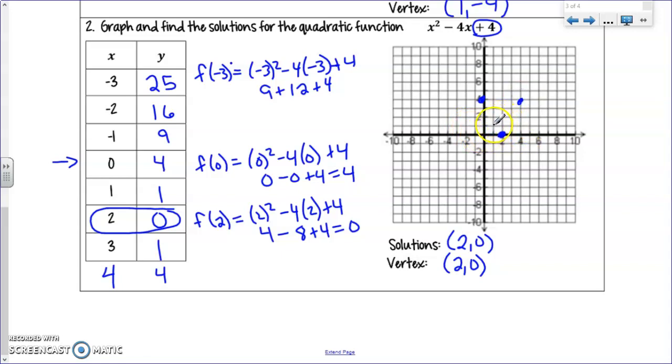Then we have 1, 1, and 3, 1. So this is only going to touch the x-axis one time. So based on the last unit, we would know that our discriminant would be 0.